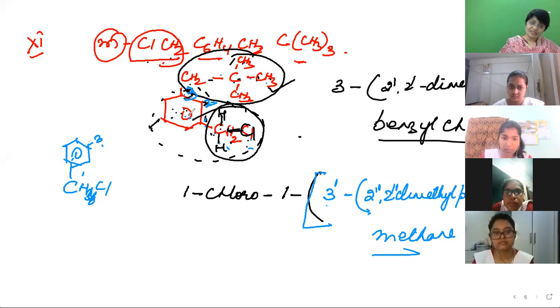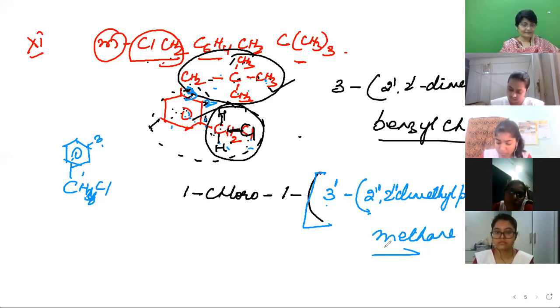Iske upar branch hai, iske bhi upar branch hai. So this is taken in that next bracket. This branch is present on third carbon atom of benzene ring. Of benzene ring means on phenyl. Three dash, we are having this group.